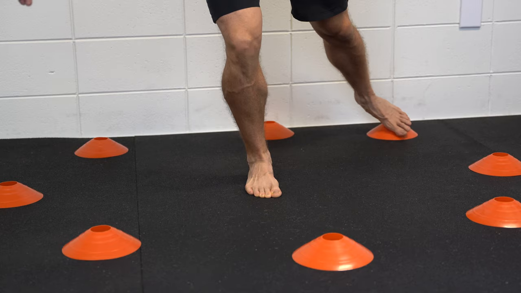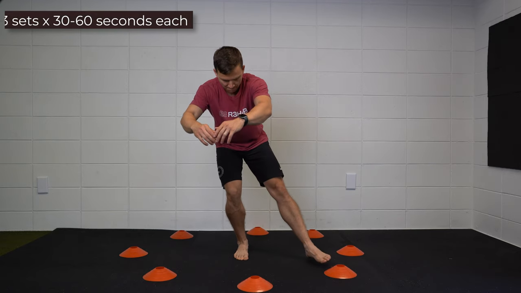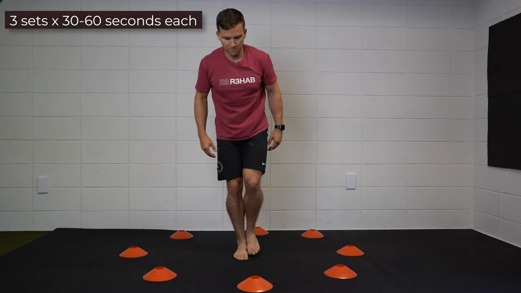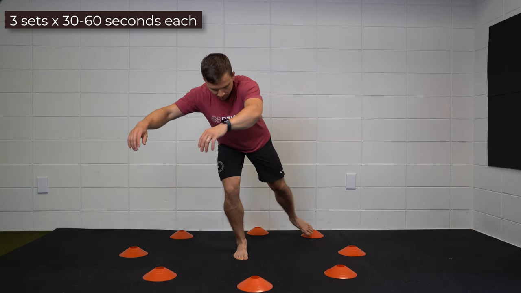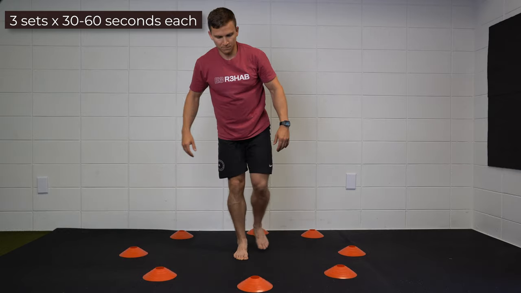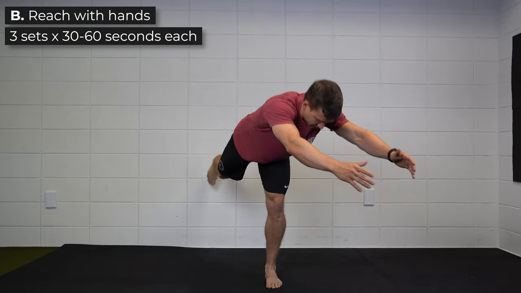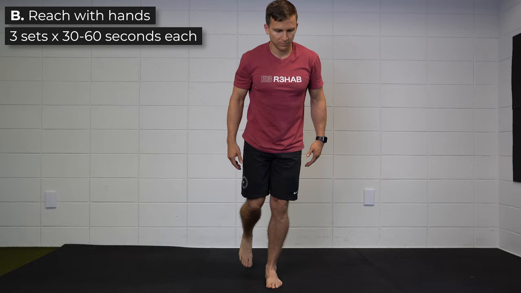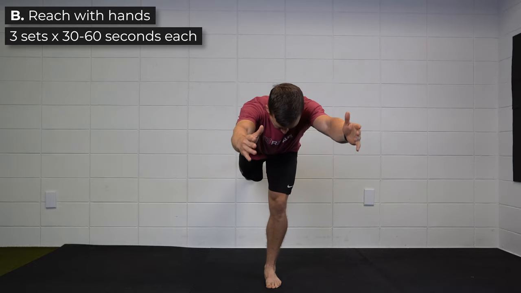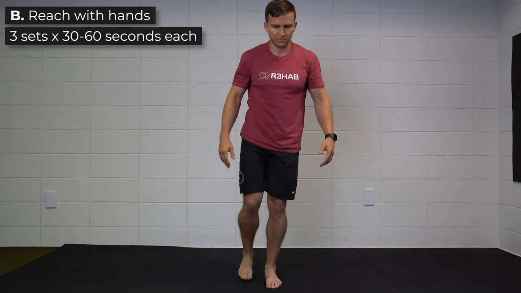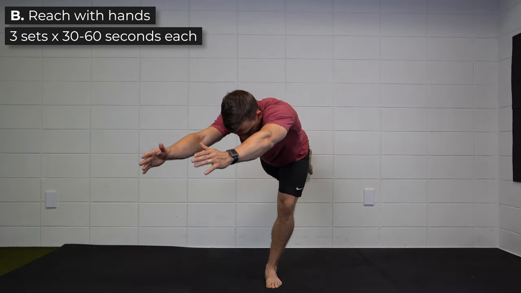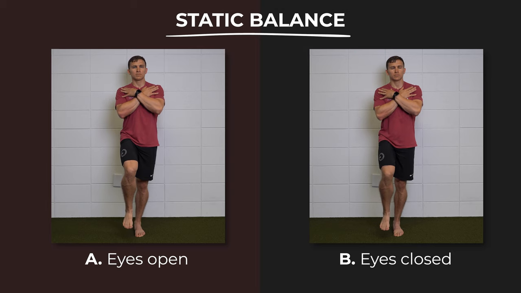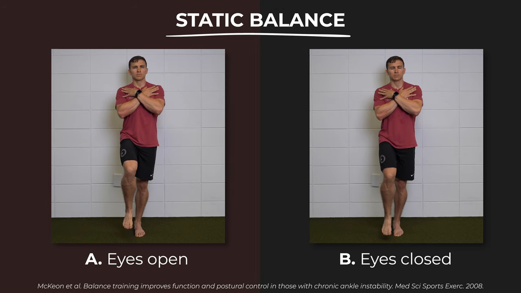Do not put any weight through the foot that is tapping the ground. You can start with small reaches and gradually reach further as your stability improves. Perform 3 sets for 30 to 60 seconds each. Option B is similar, except you're using both hands to reach for 10:30, 12 o'clock, and 1:30.